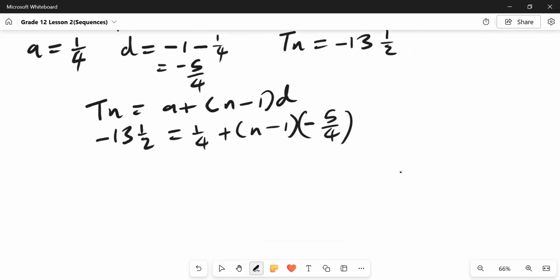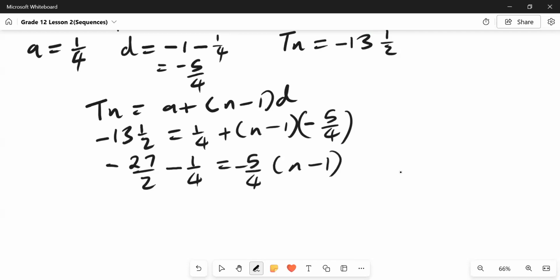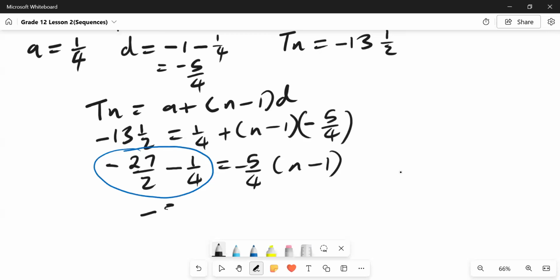And then from here, let's try and simplify this. This will give us minus 27 over 2. And then transpose 1 over 4, that's minus 1 over 4, equals to minus 5 over 4, and then n minus 1. Use your calculator there to subtract these two. You get your minus 55 over 4 equals to minus 5 over 4. Then it's n minus 1.